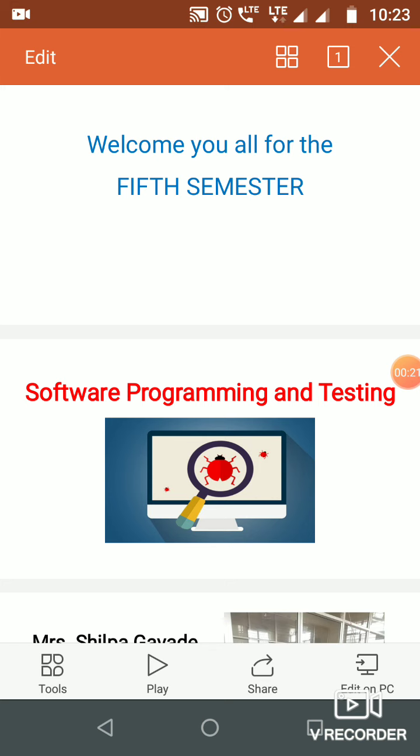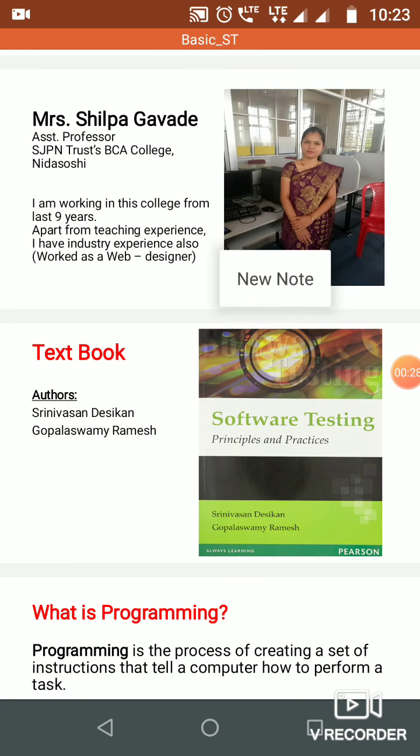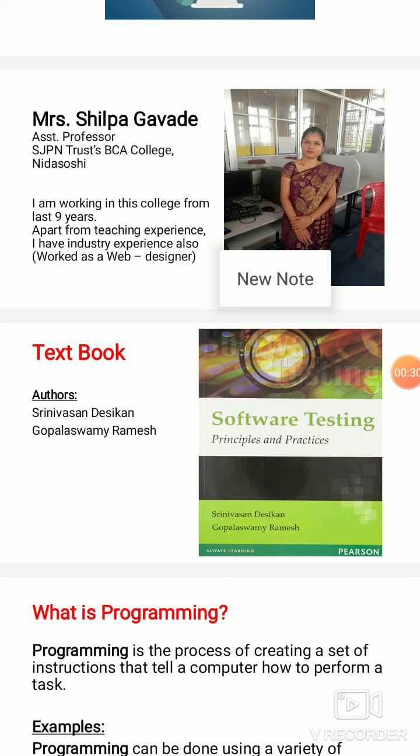Well, let's start the subject. Before this, I introduce myself. I am Professor Shilpa Gowde, working in this SPT Trust BCA college from last 9 years. Before this, I worked in IT industry Bangalore as a web designer for 1 year. My total experience is 10 years.